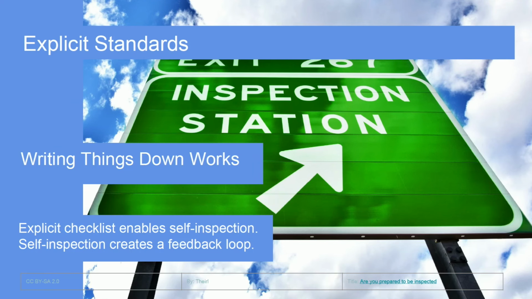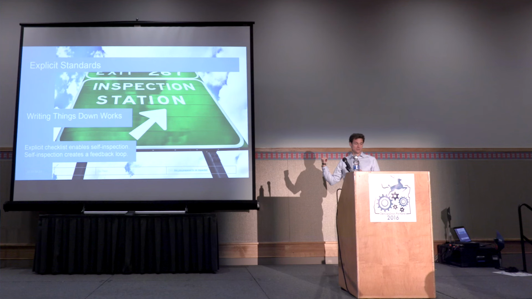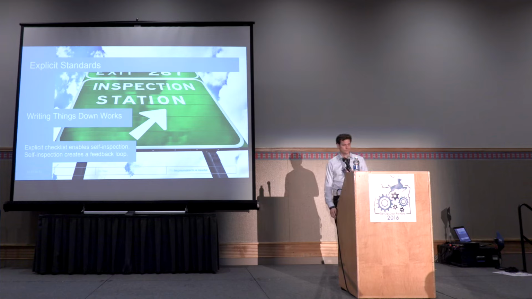Another good thing about checklists is they're explicit. So writing down things works. Why? Because when you're explicit, you can do self-inspection, and self-inspection creates a feedback loop. So that's pretty nice.